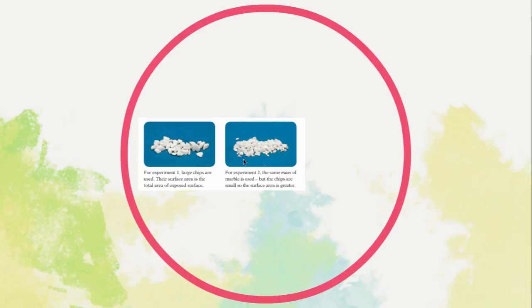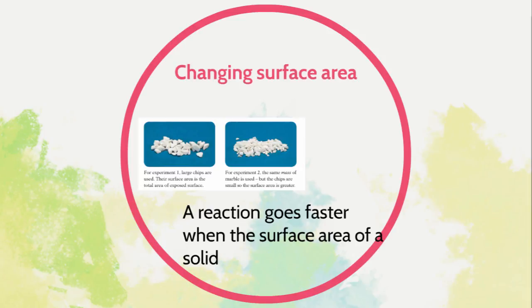In this reaction, I'm putting larger chips of one of the reactants, and here, I'm grinding up one of the reactants, making it into smaller chunks. So I'm changing the surface area. A reaction will go faster when the surface area of a solid reactant increases. So if I make it into powder, it's going to go even faster, right?